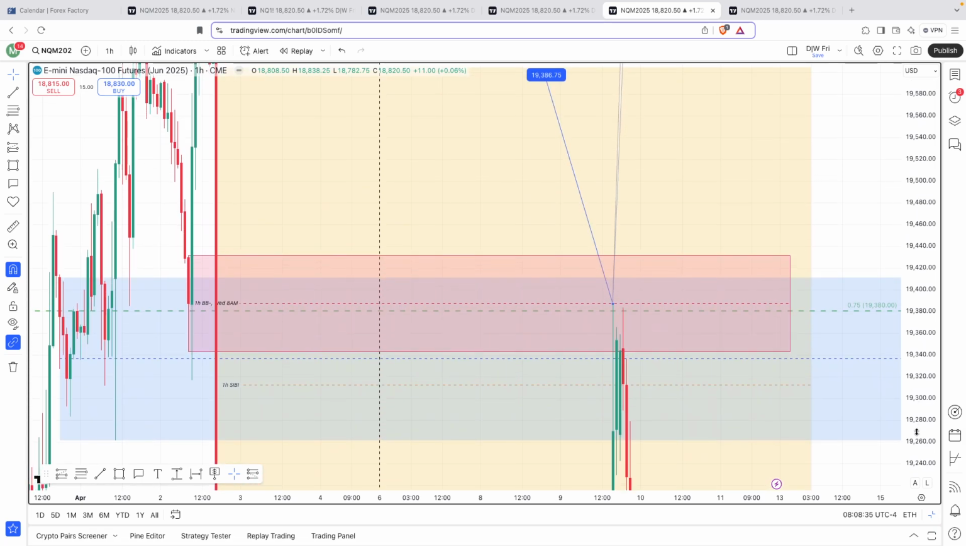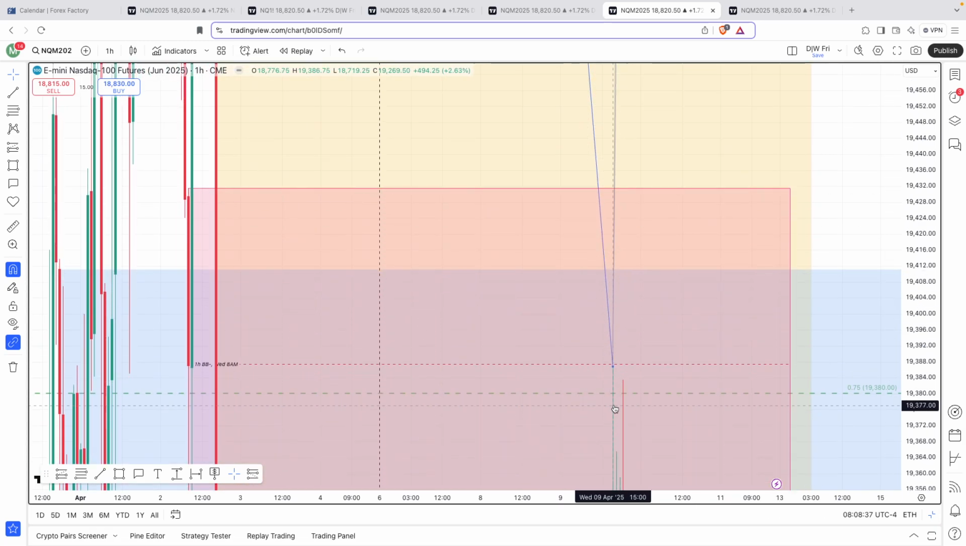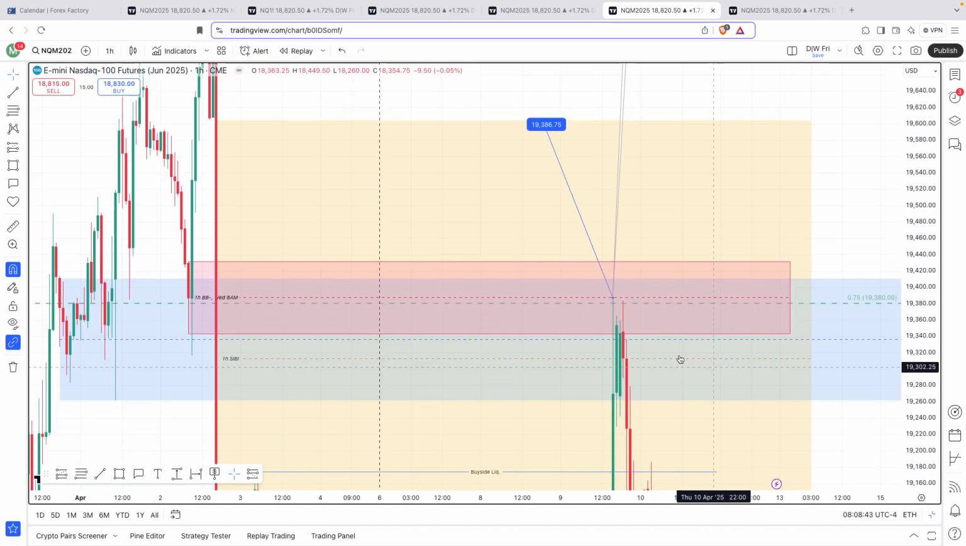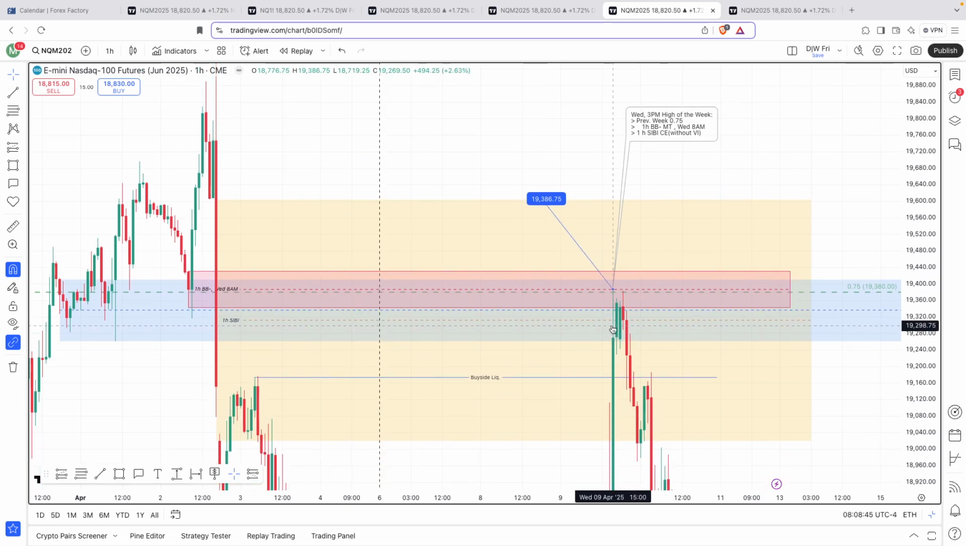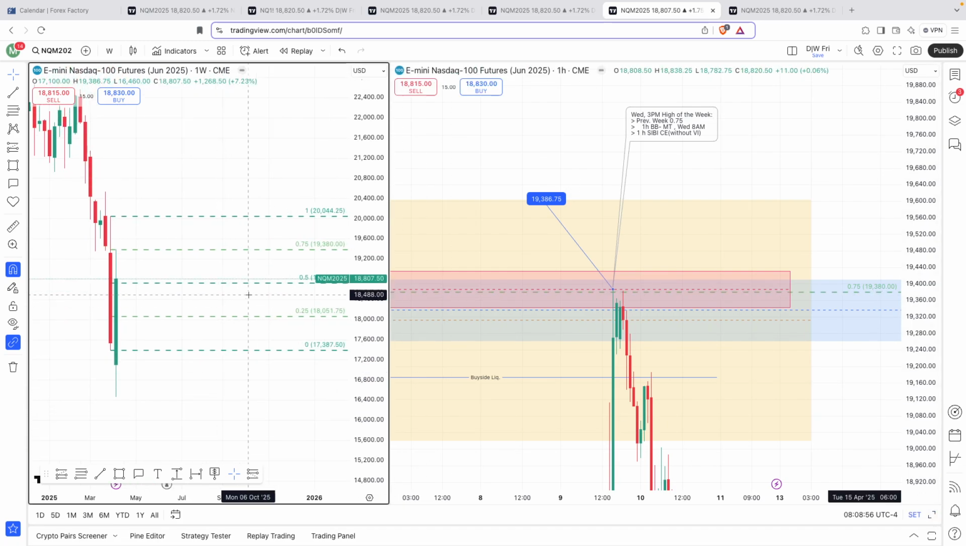And notice how perfectly it respected over here the mean threshold of that. And that is like the high of the week at 3 p.m. on Wednesday. Also, this is the 75% quadrant of the previous week, 19,380. Notice here, 19,380.